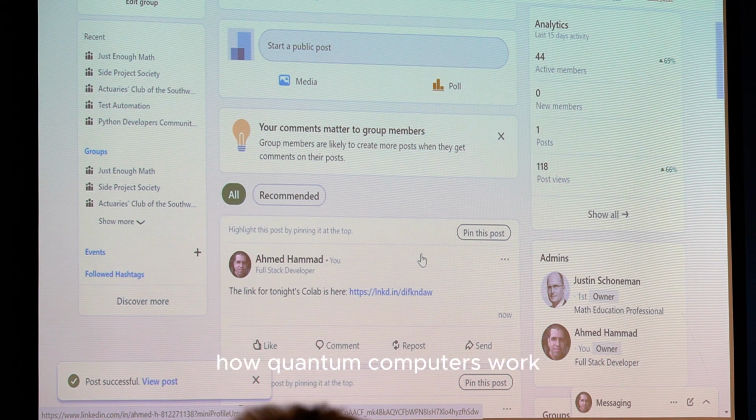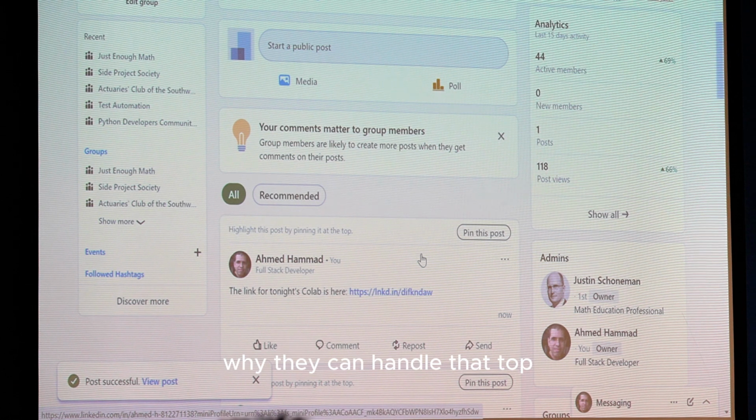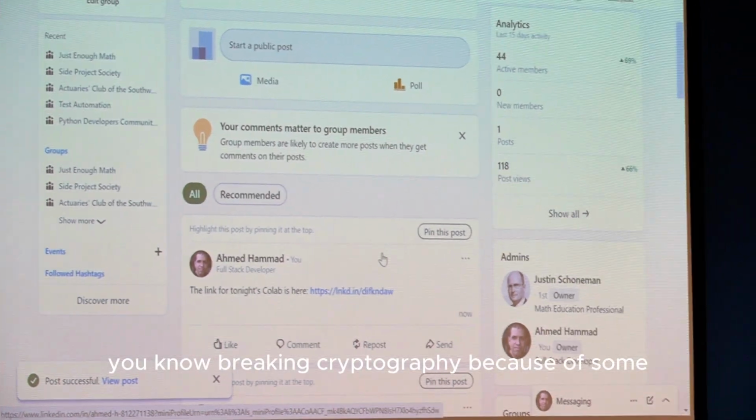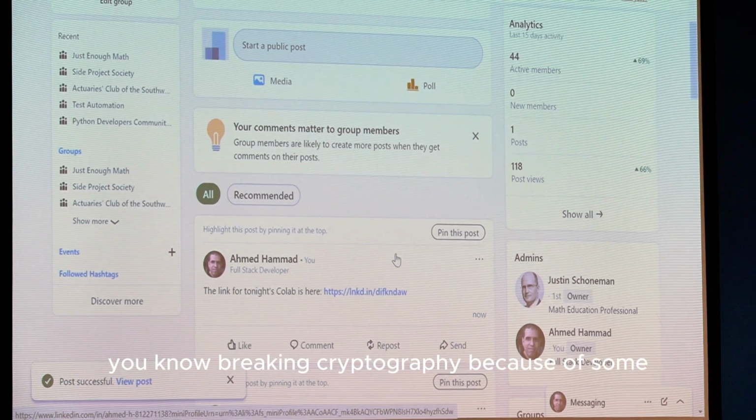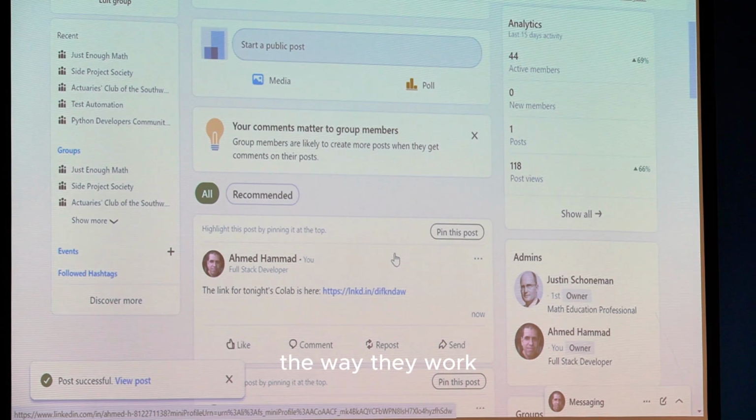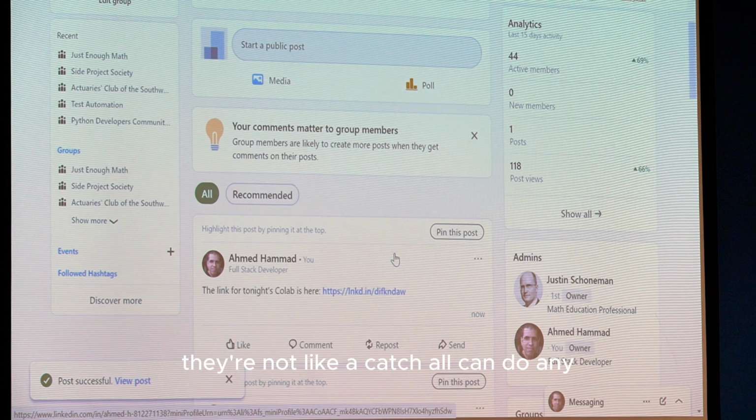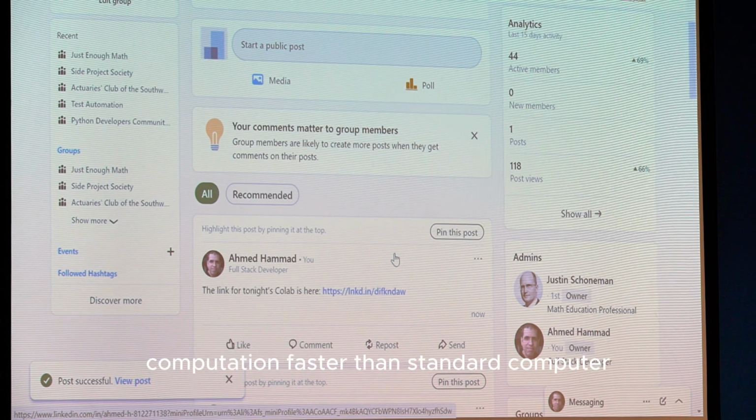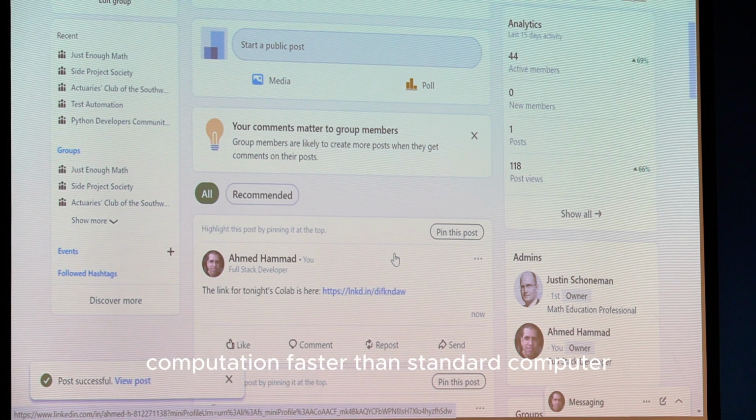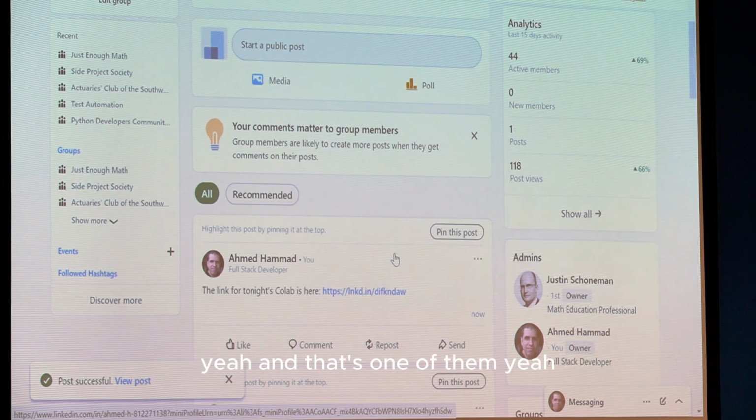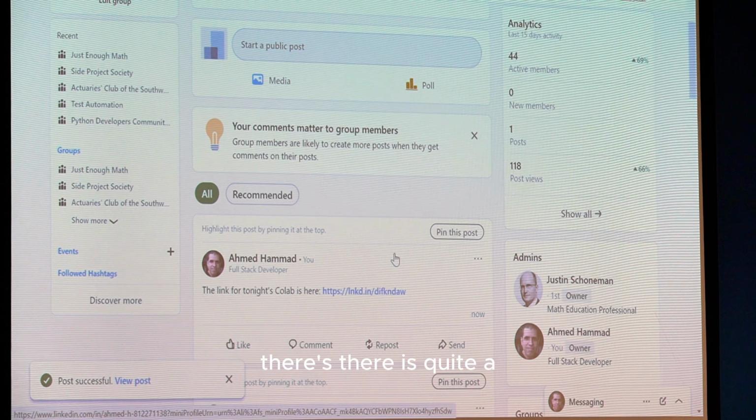Maybe something like how quantum computers work, and why they can handle that problem, right? So that's the danger. Quantum computers can handle that problem of breaking cryptography because of the way they work. Quantum computers are not a catch-all that can do any computation faster than a standard computer. But they're really good at certain things, and that's one of them.